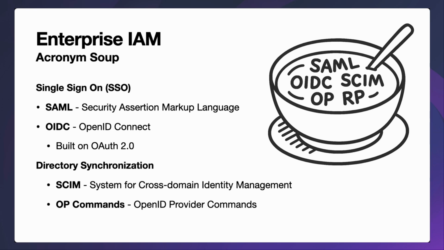The other aspect of enterprise identity and access management is directory synchronization. So one of those protocols, and the one that's widely deployed for doing that, is called SCIM, System for Cross-domain Identity Management. And a new one that I'm working on with a number of other people, OP Commands, or OpenID Provider Commands. And I'll provide a little more detail on what OP Commands is later on in this talk.